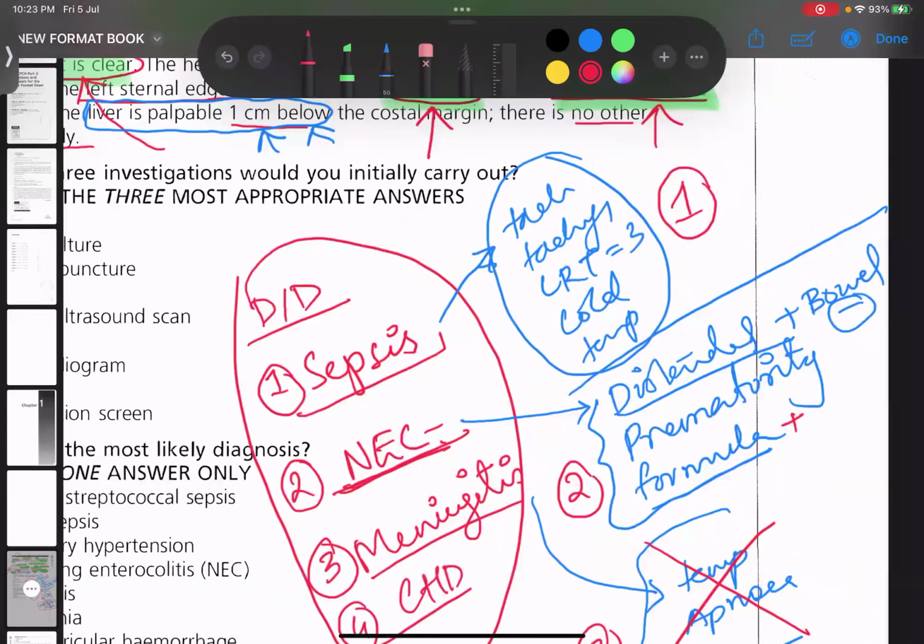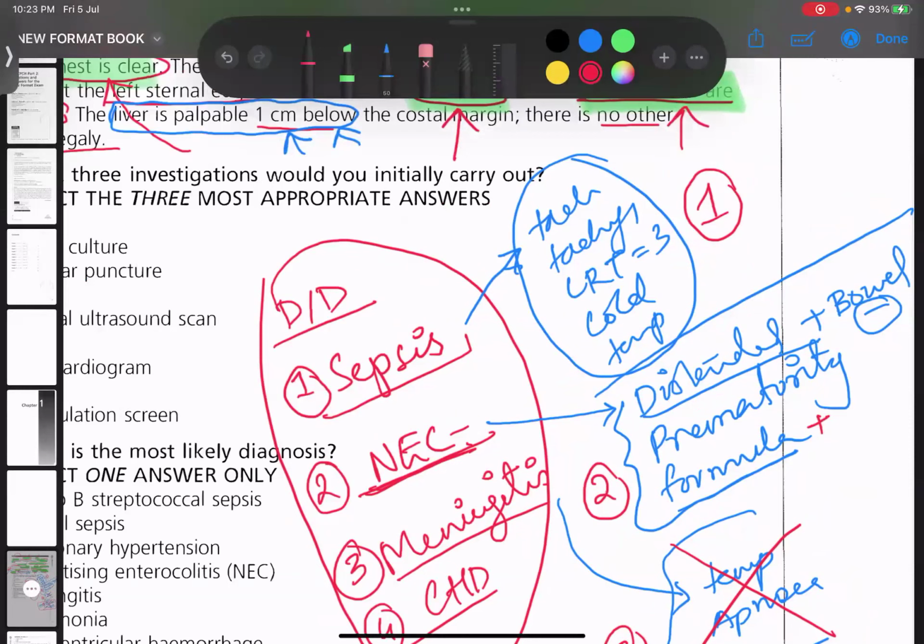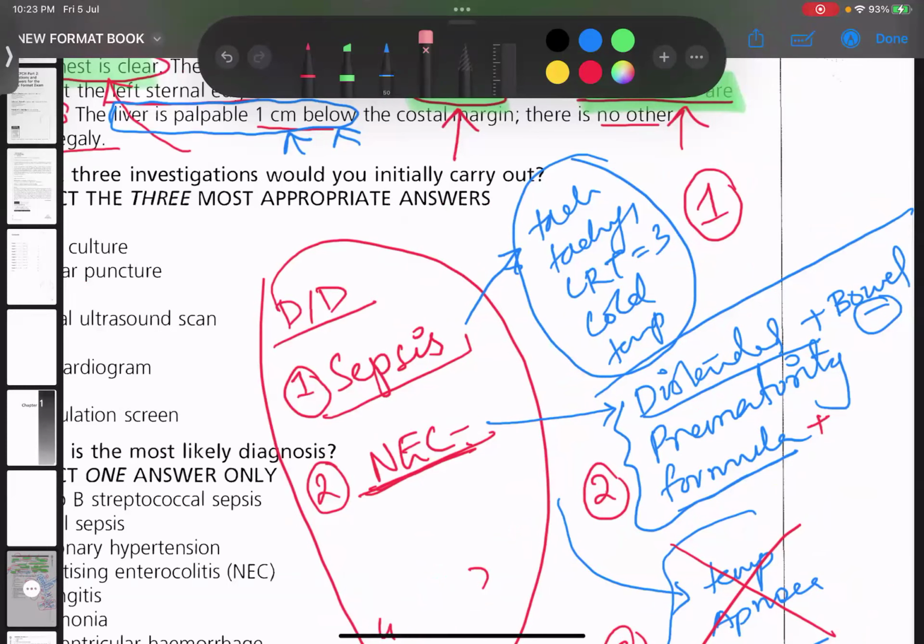Now tell me, there are only 2 things left. There is sepsis and necrotizing enterocolitis. What do you think? Which one should we go for? Which one are we considering more? It could be either. So that is why we would investigate further to see. When we say necrotizing enterocolitis, can the child develop sepsis due to NEC?